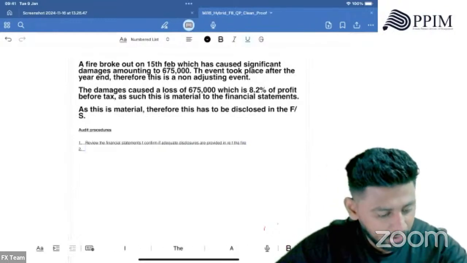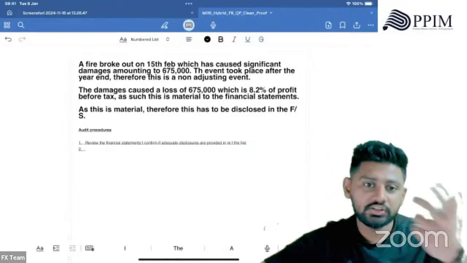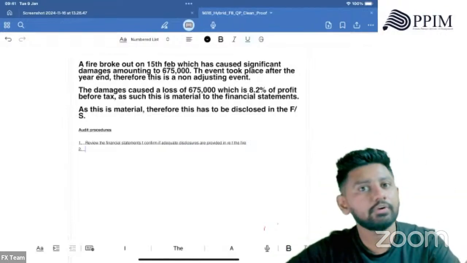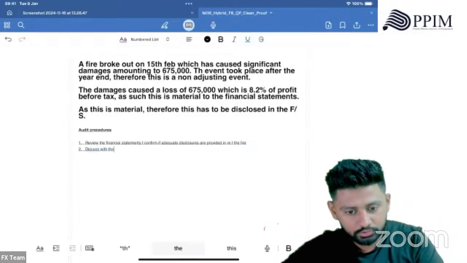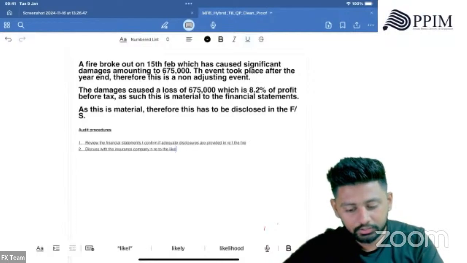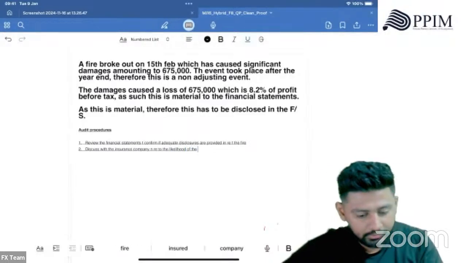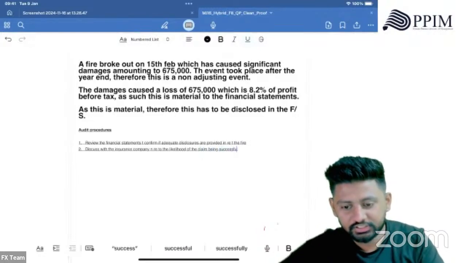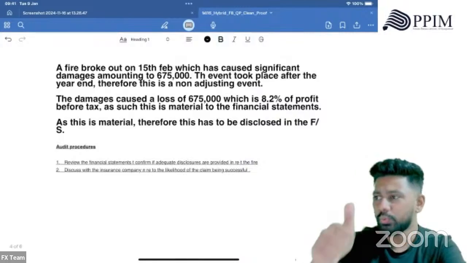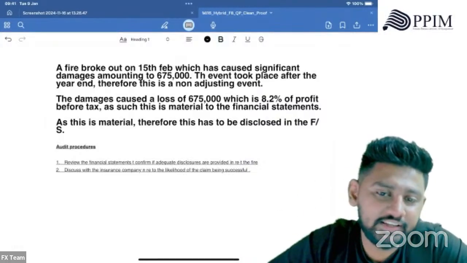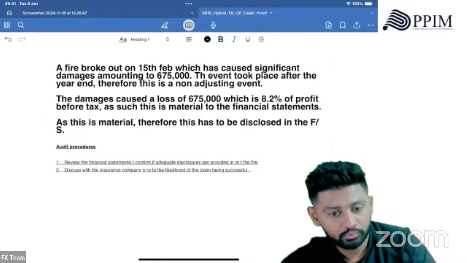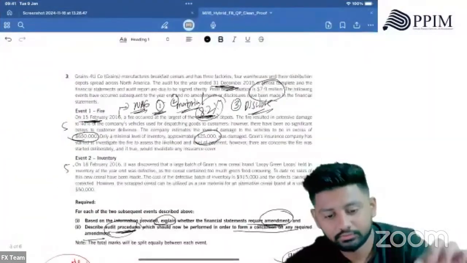Number two can be talking to the insurance company. Correct. Now, if it's deliberate, the insurance company will not approve the claim. So you can discuss with the insurance company the likelihood of the claim being successful. There you go. So 1, 2, 3, 4, 5. That's how I get my 5 marks in the exam. Are we clear? Did you understand, everyone? Yes or no?